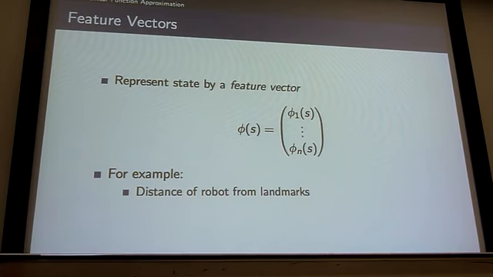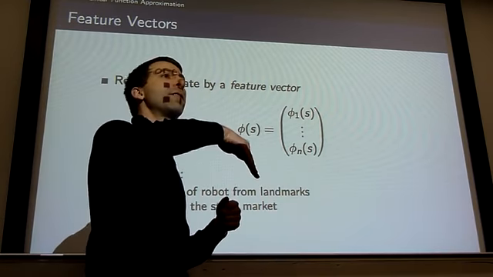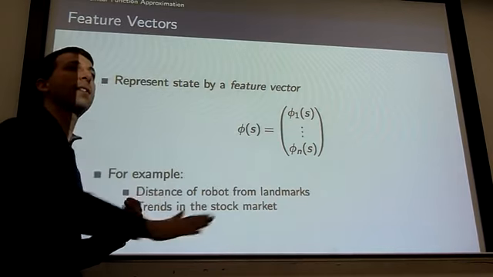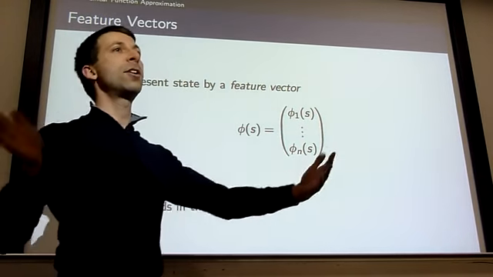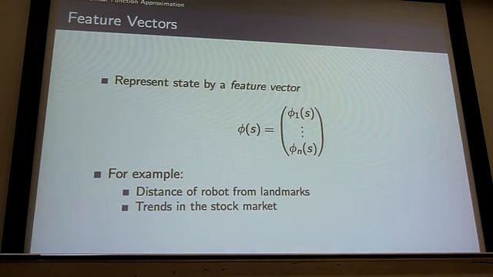Similarly, if you were trying to predict the stock market, you could look at trends in the stock market. You could look at the derivative of the stock market, or the second order derivative, or the third order, how quickly things are changing over different periods of time. These might be your features, or you might have indicators of the stock market. These might be your features if you're trying to predict something about the stock market.